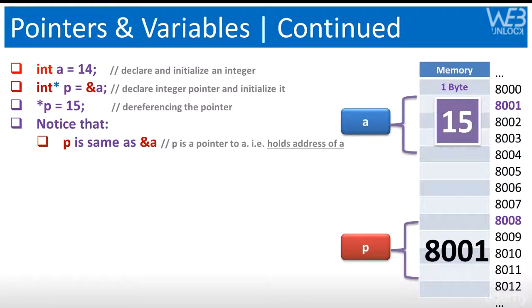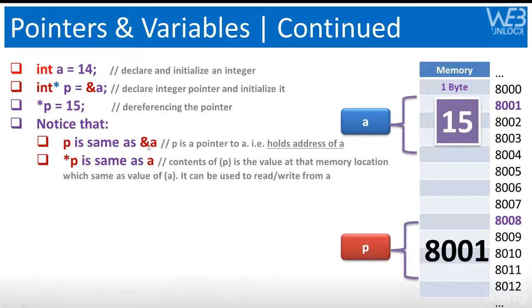So what I want you to understand here is that P is just the same as the address of A, because P is a pointer and the address of A is what you give to that pointer. Contents of P is the same as A. The contents of P is the value at that memory location, which is the same value of A. It can be used to read or write from A. So this is just a way to dereference the pointer to get to A. And now contents of P equals 15 is the same as A equals 15.